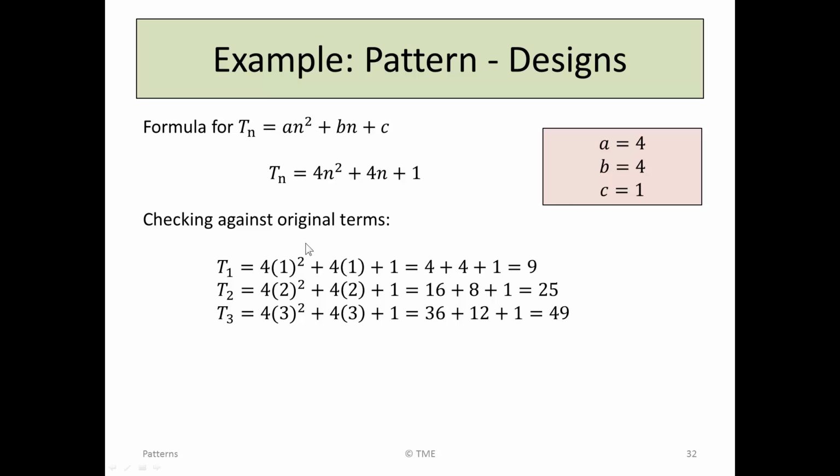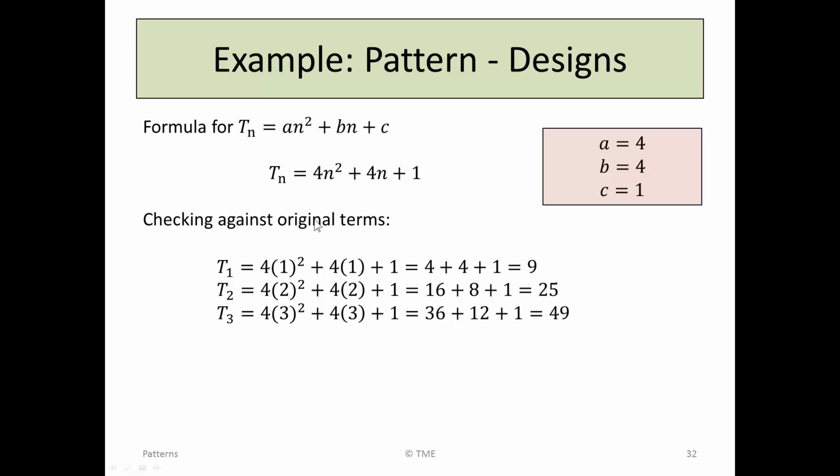If we wish to check that, we can put in the values for the first term, the second, and the third, or indeed any. But taking the first one, when n is 1, we get 4 times 1 squared, plus 4 times 1, plus 1. Or 4 plus 4 plus 1 is 9. 9 tiles in the first set.